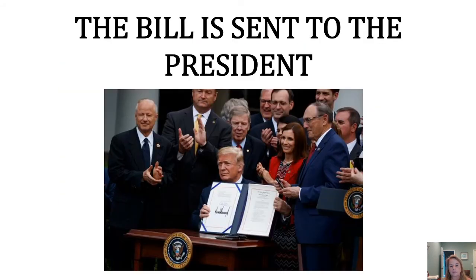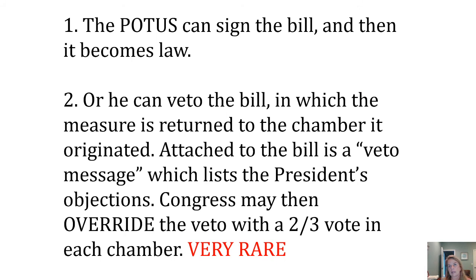The bill is sent to the president, and the president has a few options. The president of the United States can sign the bill. If he signs it, it becomes law. Or he can veto the bill. Even though the House has voted yes on it and the Senate has voted yes on it, he says, I don't really like it, so I want to veto it. Attached to the bill is a veto message, which lists the president's objection. So if he vetoes it, he says, this is why I'm vetoing. This is why I did not sign the bill. Okay?